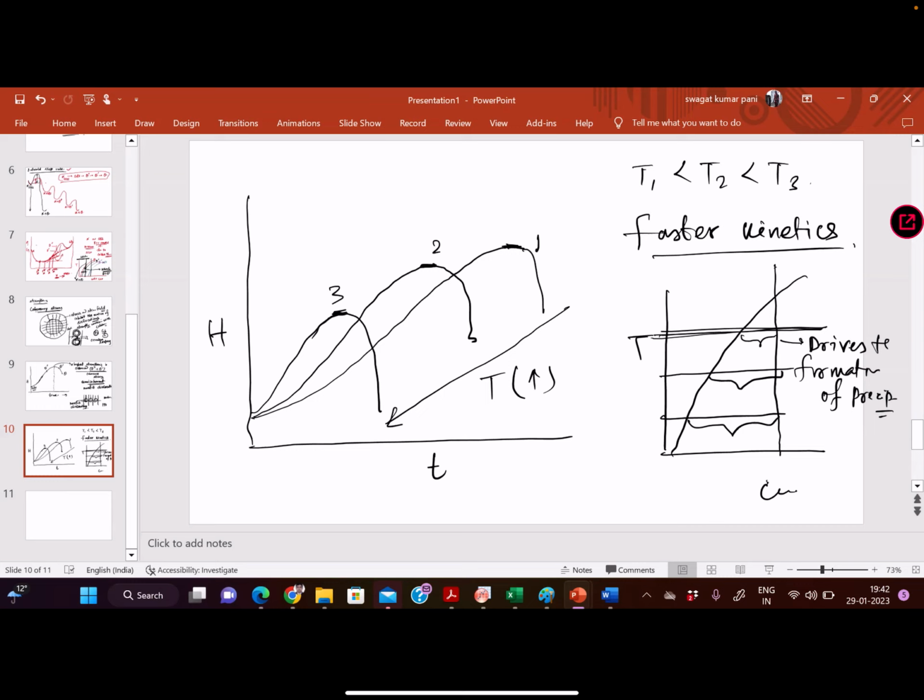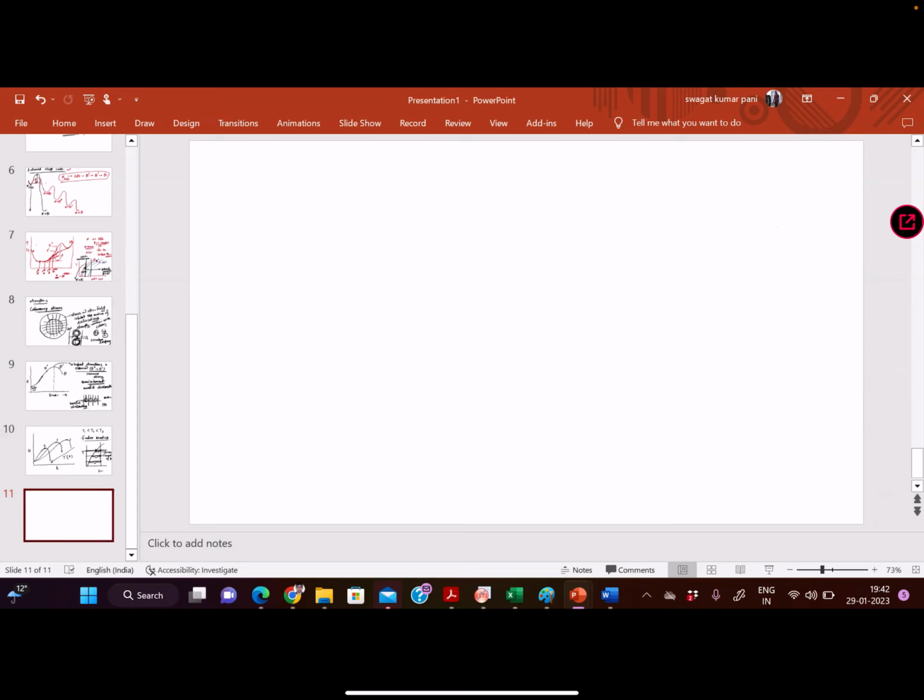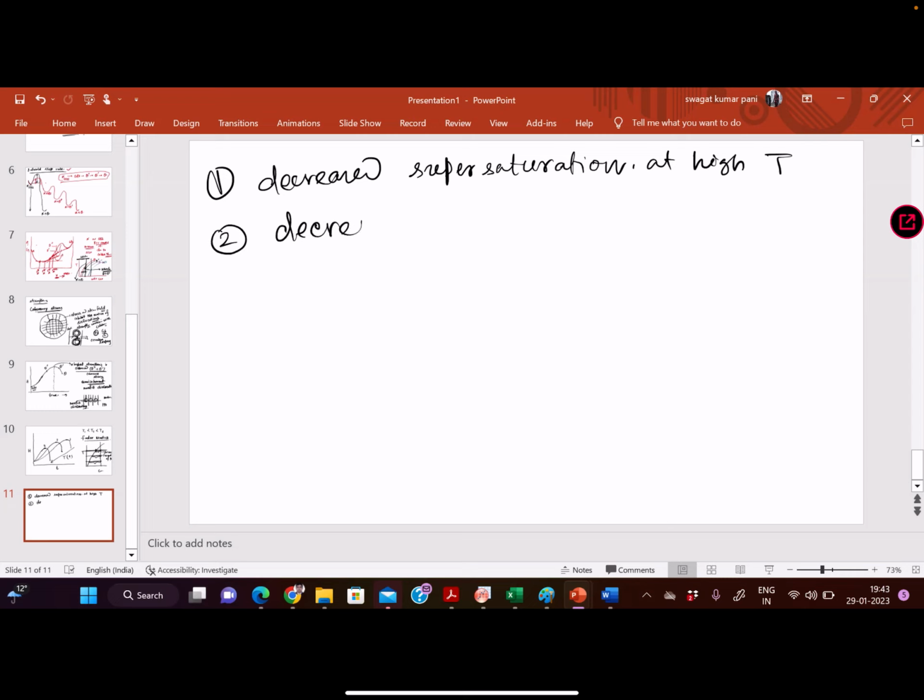So from the lever rule, if we calculate the phase fraction of theta, at high temperature it will be lowest because this is the smallest. At this temperature, it will be higher than the first one. And at this temperature, it will be highest because of the lever rule. We know how to calculate that. So the first point is decreased supersaturation at high temperature. Second is decreased volume fraction of precipitates because of the lever rule.